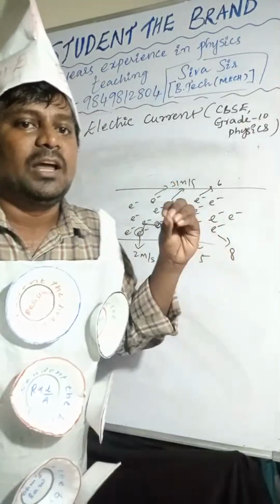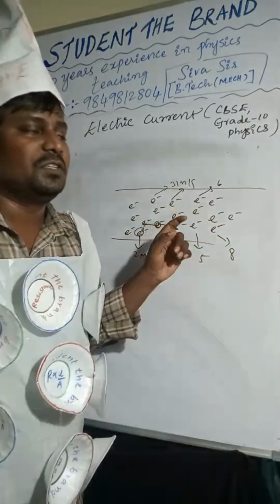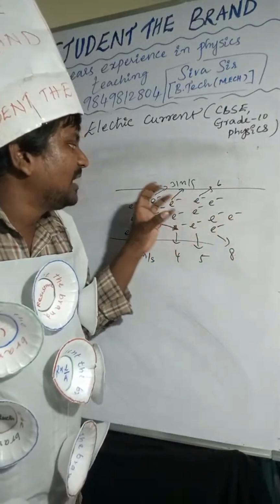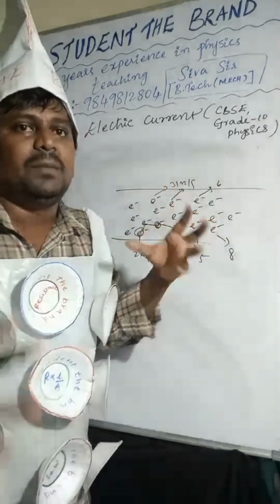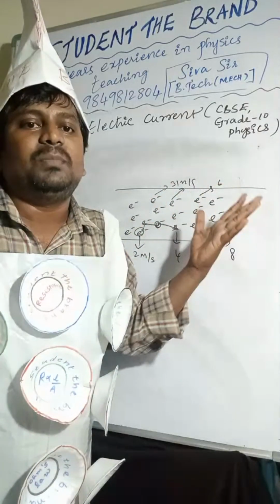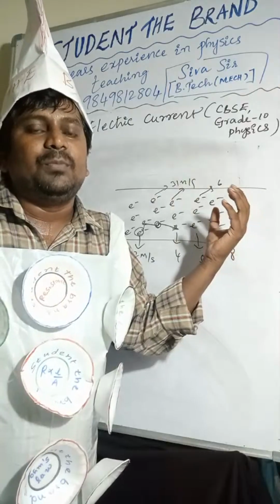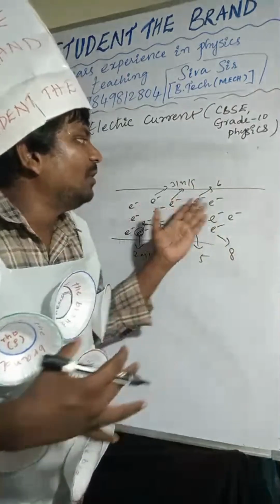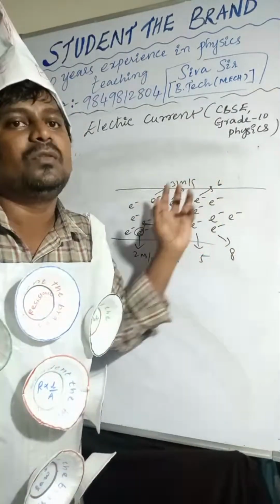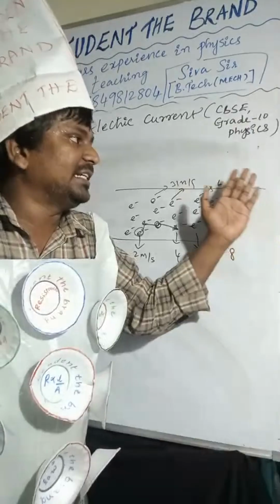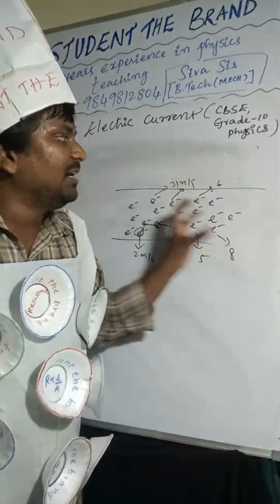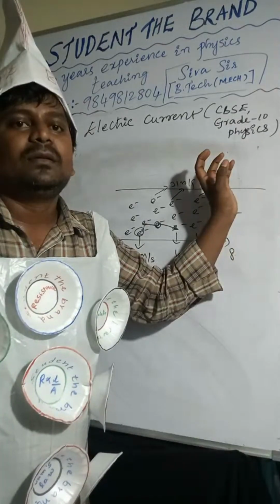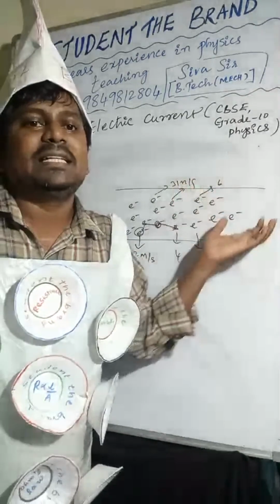One more thing. He asked one question: when temperature increases, the collision between the electrons will be more. More collisions will take place, so the electrons won't go in the forward direction. So because of temperature, resistance increases.